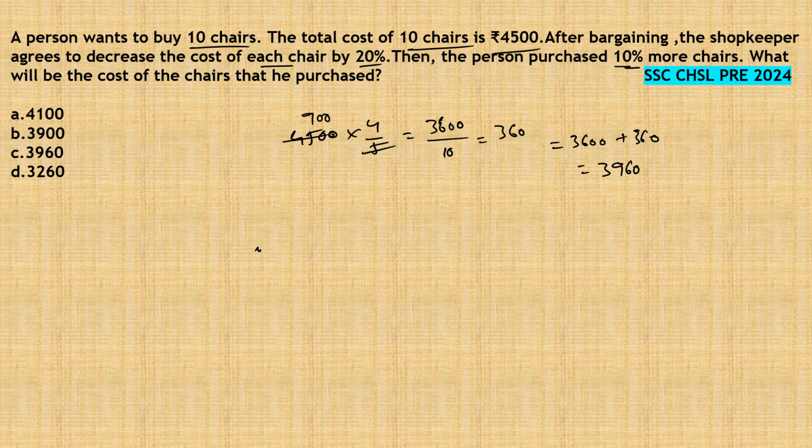4500 was the total amount. He was charged 80% only, that is 4 by 5. He purchased 10% more chairs, that is 1 more than 10, that is 11 by 10. 5 9s are 45, 900. 9 4s are 36, 36 into 11, that is 3960. That is the answer. Option number C.